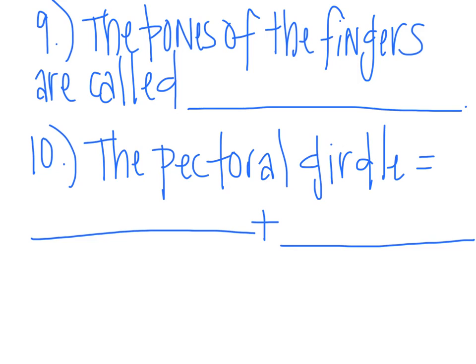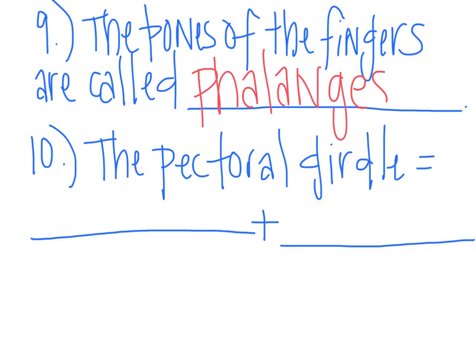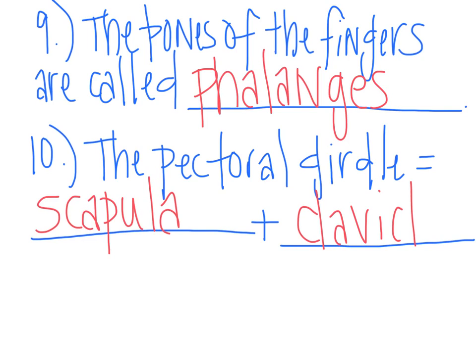Number 9 says the bones of the fingers are called, this one's easy, y'all should have gotten this one, your phalanges, okay? I also could have said the bones of your toes, same thing, they're both called phalanges, okay? Question 10 says the pectoral girdle consists of 2 bones. So it is your scapula, which again, remember, is your shoulder blade, and your clavicle, which is your collarbone. So those 2 bones make up something called your pectoral girdle.